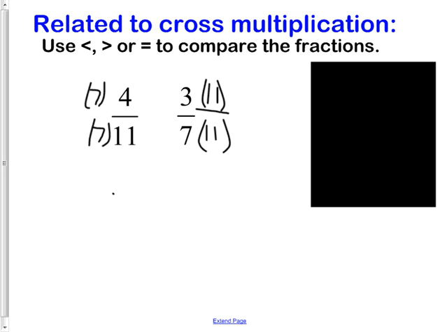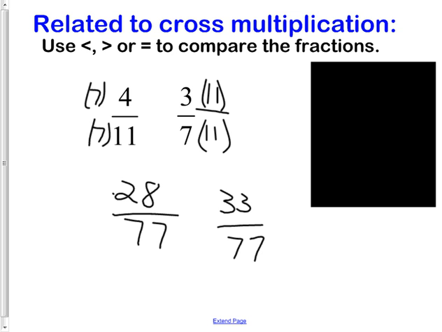Okay, so then what would I end up having? 77 on the bottom. And then on the top here, 7 times 4 is 28. Over here, 3 times 11 is 33. Now, just a second. Interesting. So the moral of the story is, now I can compare them, and I can tell that 28 compared to 33, this one's bigger, right?